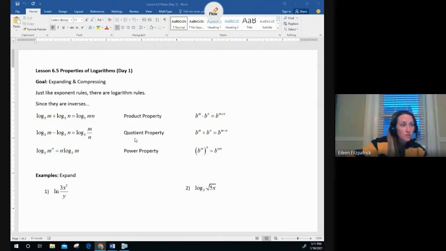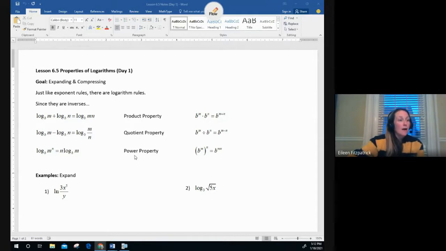The quotient rule for exponents: when you have b to the m divided by b to the n, the bases are the same and you're dividing, so our rule is to subtract the exponents. The quotient property for logs: when you have log base b of m minus log base b of n, the rule is to divide what is being logged. Notice addition pairs with multiplication, and division pairs with subtraction.